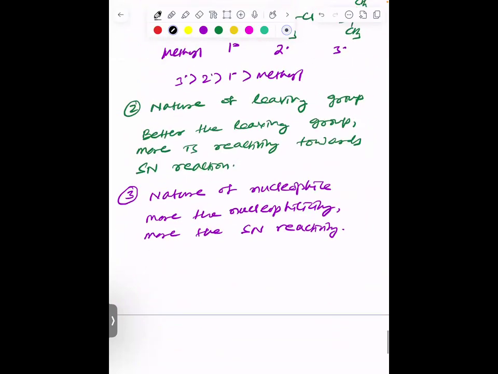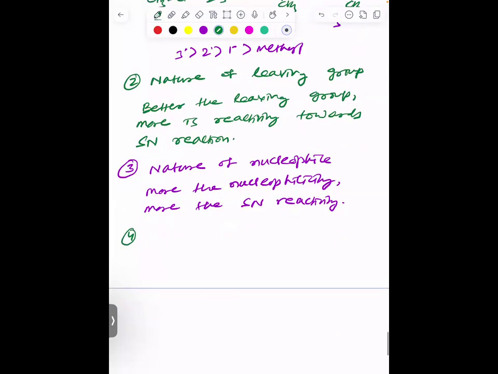Okay, up to this clear? All of you written? Then fourth, nature of solvent.